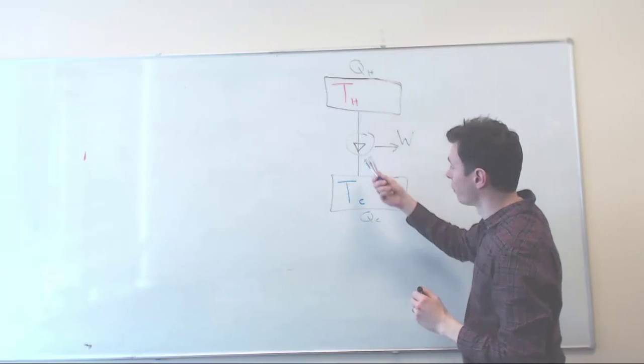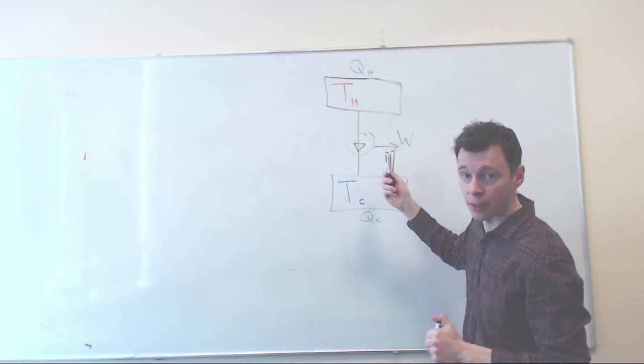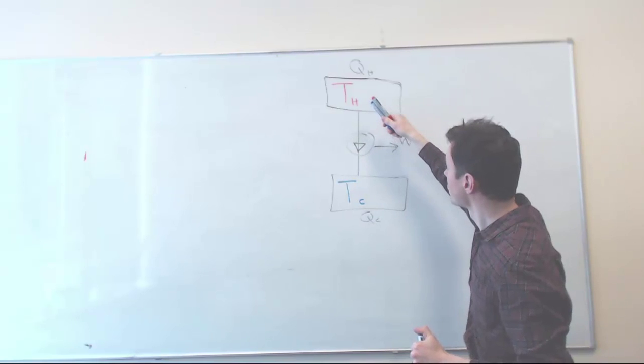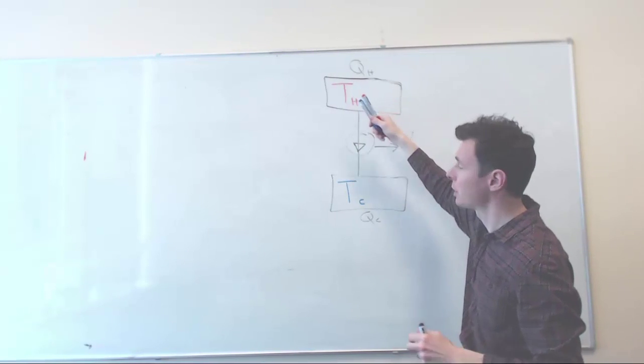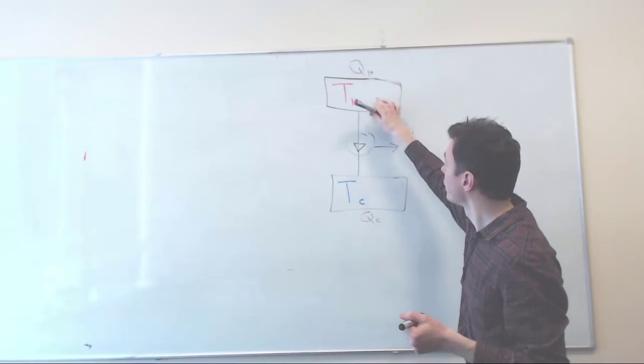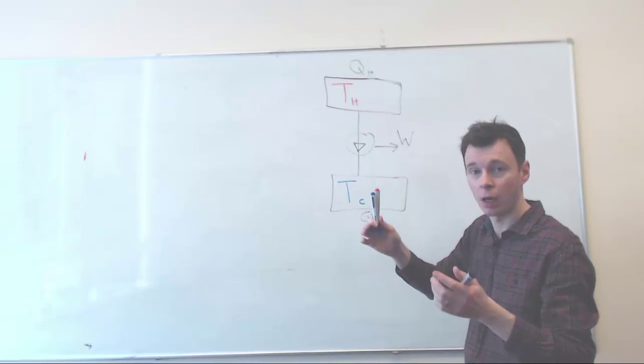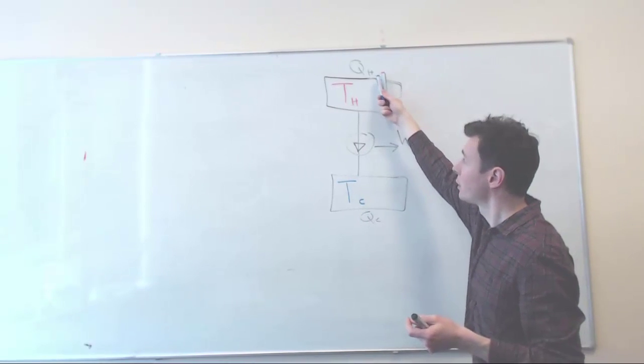We can't get all of the work, we can't convert all of the heat into work. That would contravene the second law of thermodynamics, because the heat has to flow. It's a bit like in electronics. So think of the temperature as your voltage. When you've got a potential difference, a difference in voltage, current will flow. And that's equivalent to heat here.